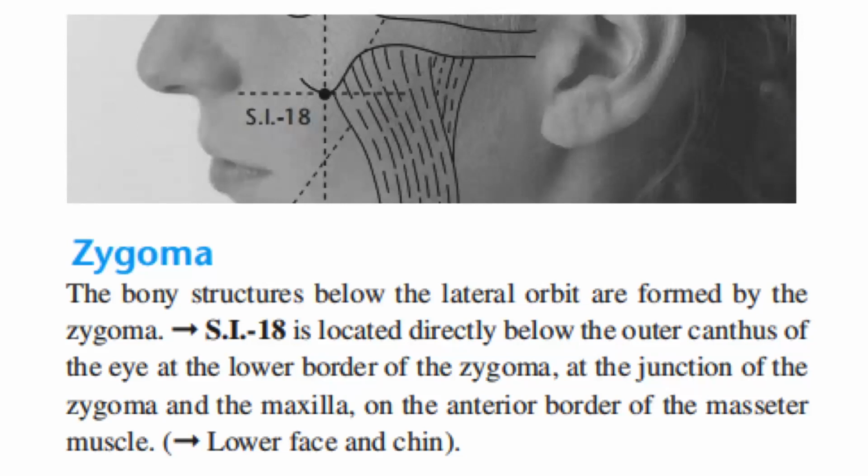Next, we have the zygoma. The bony structures below the lateral orbit are formed by the zygoma. Point SI18 is located directly below the outer canthus of the eye at the lower border of the zygoma, at the junction of the zygoma and the maxilla on the anterior border of the masseter muscle, which is in the lower face and chin.